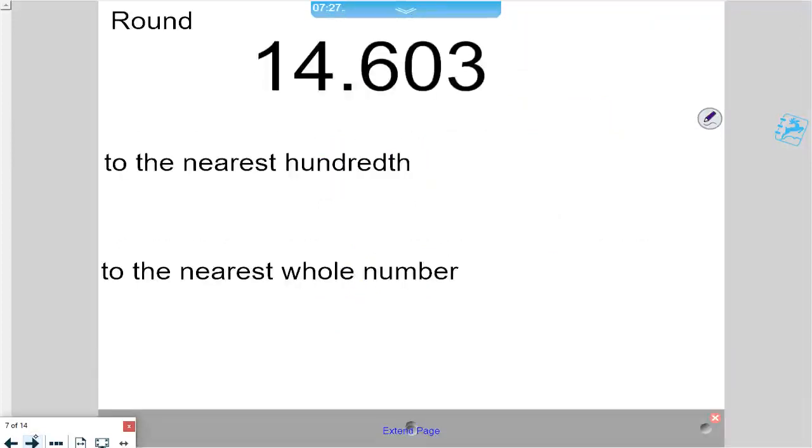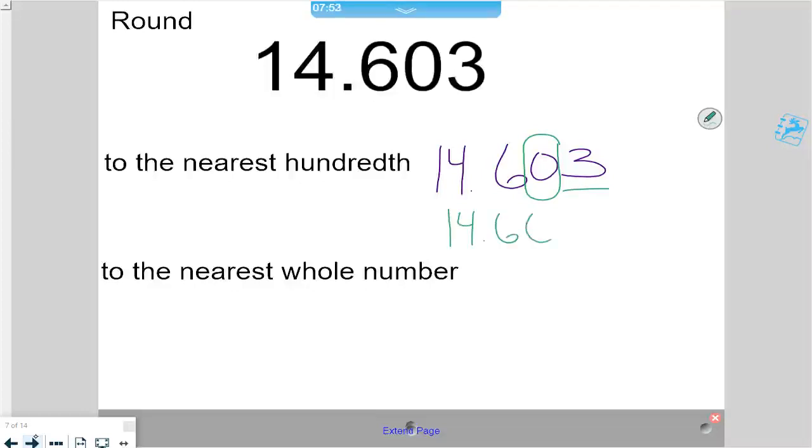All right, now we're going to round 14 and 603 thousandths to the nearest hundredth. So I'm going to go 14 and 603 thousandths. I'm going to the closest hundredth. So I'm going to circle my hundredth place, underline to the right. 0 through 4, circle stays the same. And then we add a 0 to the right.